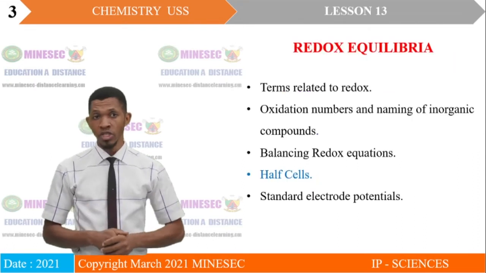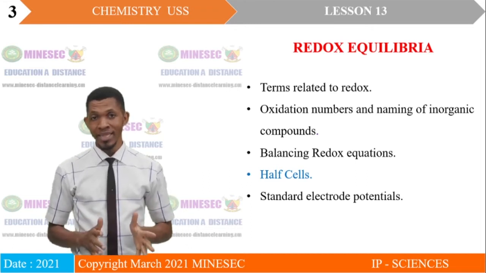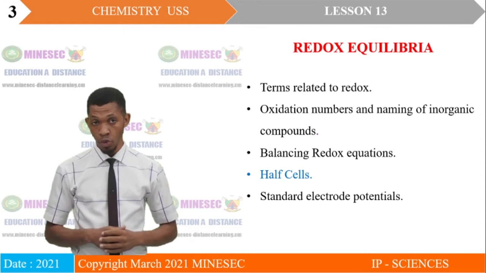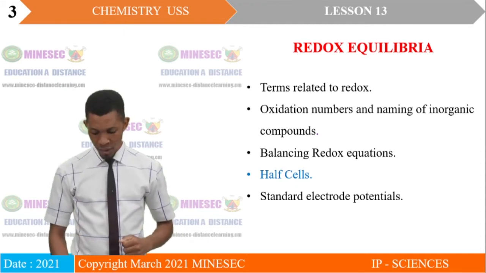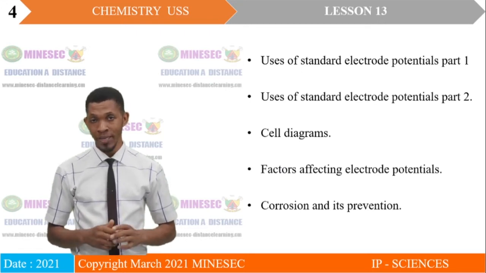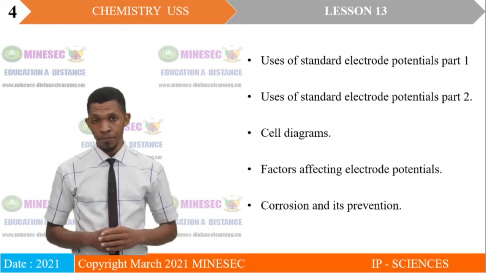The subtopic redox equilibrium will be treated in the following lessons: terms related to redox, oxidation numbers and naming of inorganic compounds, balancing redox equations, half cells, standard electrode potentials, uses of standard electrode potentials, part 1, uses of standard electrode potentials, part 2, cell diagrams, factors affecting electrode potentials, and finally, corrosion and its prevention.